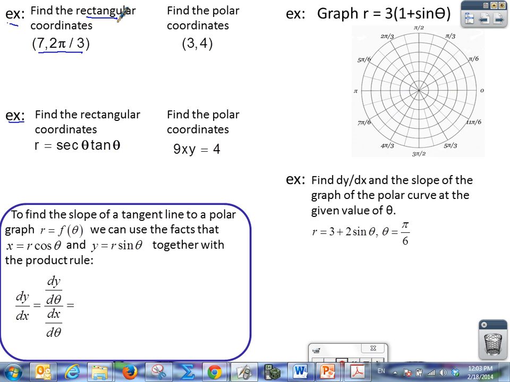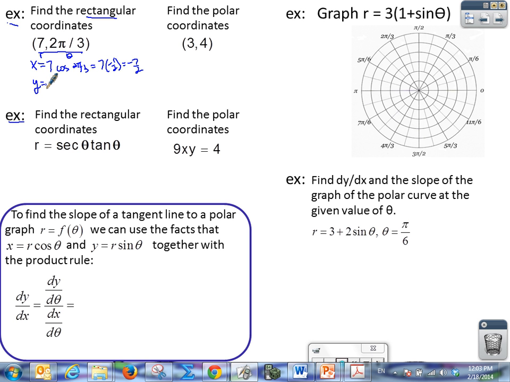We will use our x equals r cosine theta and y equals r sine theta for this. So x equals, and because of the way this is ordered, we know that is r and that is theta. So x equals r, which is 7, cosine of 2 pi over 3. So we do our unit circle values, and we see what cosine is at 2 pi over 3, which is -1/2. So 7 times -1/2, or -7/2.